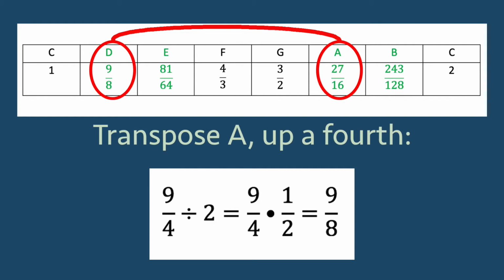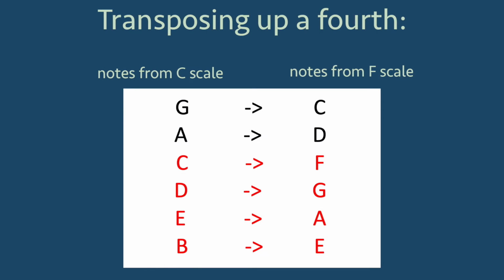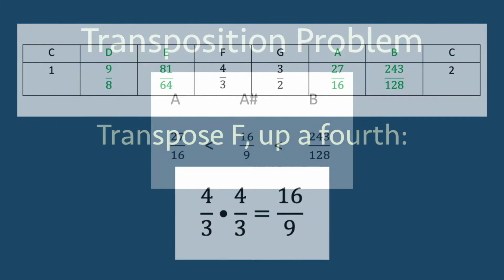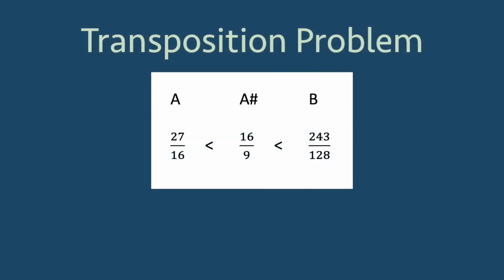In fact, all but one of the notes transpose very easily. C transposes to F, D transposes to G, E transposes to A, and B transposes to E. The only difficult note to transpose is F. Let's see why by multiplying the fraction for F by 4/3. We have 4/3 times 4/3 equals 16 over 9, which is less than 2, but it also doesn't show up on our list. It's with this new note we discover a problem.